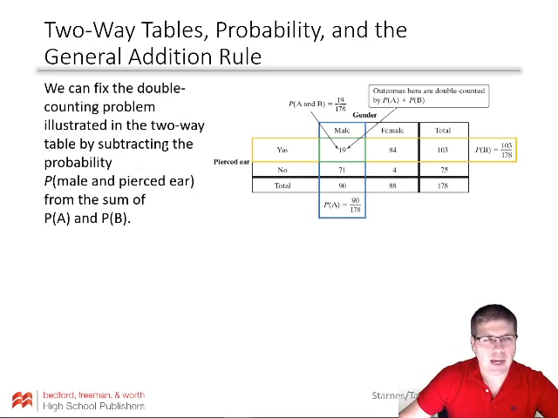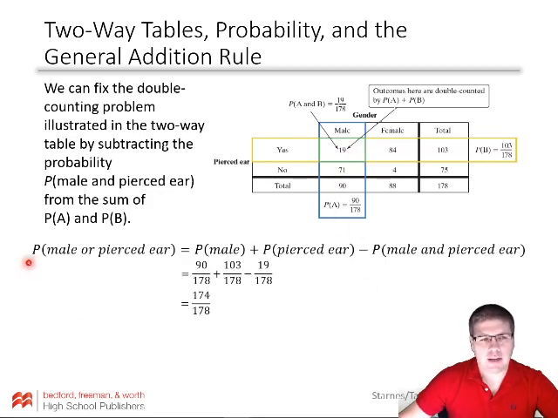We can fix the double counting problem by subtracting that group that was double counted. And so this is developing our other formula. The probability of getting a male or a pierced ear is the probability of a male, which is 90 out of 178, plus the probability of a pierced ear, 103 out of 178, but subtract the 19. That's another way of doing it and getting to that 174 out of 178. We could have also just added the 71, the 19, and 84, but this rule ends up being really nice because we don't have to figure out all those specifics. We can just work with the probabilities we got.